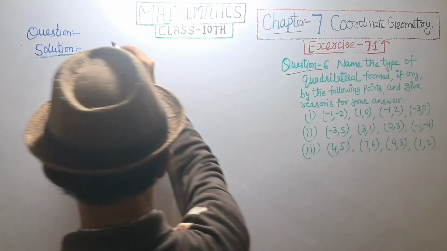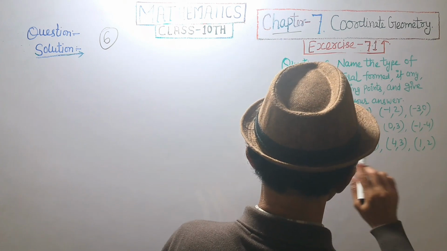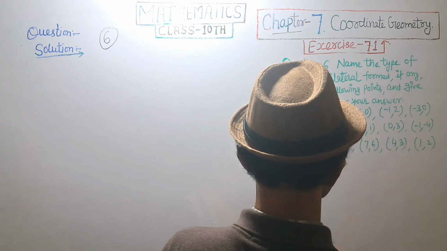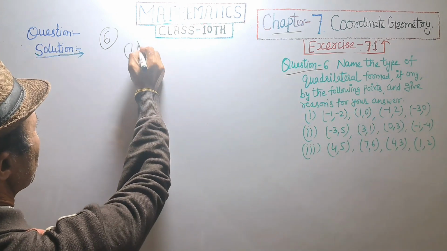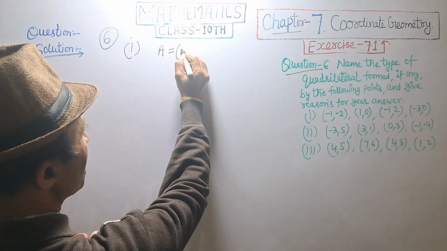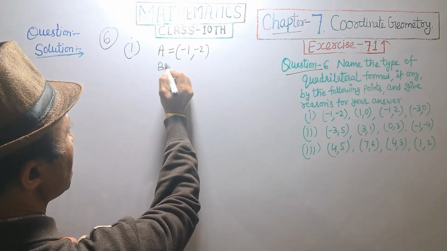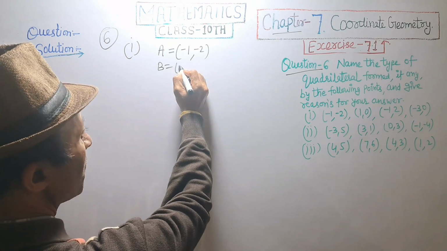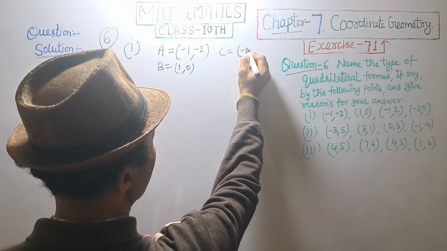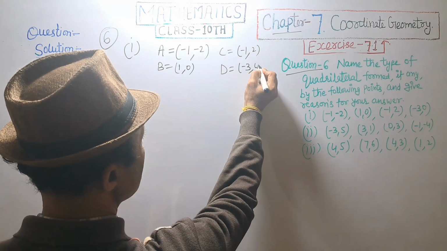Question number 6 given. Name the type of quadrilateral formed, if any, by the following points and give reasons for your answer. First part given: A is equal to (-1, -2), B is equal to (1, 0), C is equal to (-1, 2), and D is equal to (-3, 0).